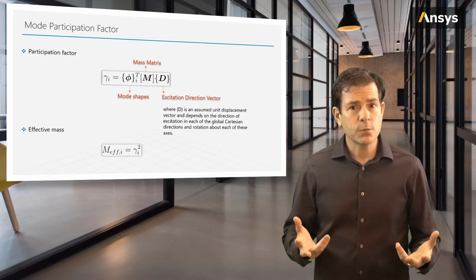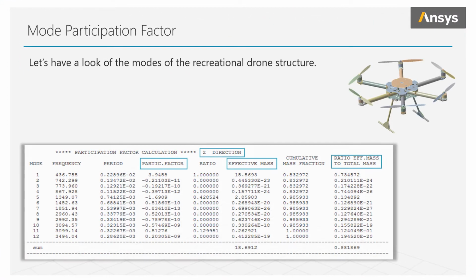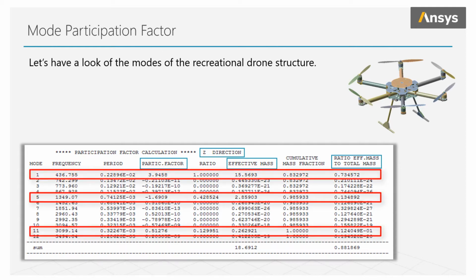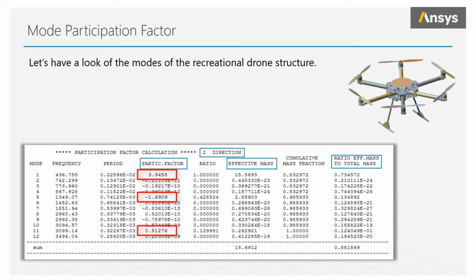Let's have a look at the modes for this particular drone. Arbitrarily, we extract 12 modes for this structure. The data table shows the natural frequencies, as well as the participation factors and effective mass calculated in the z direction. So it is in the z direction because the unit vector representing the z direction was used in the equation. Mode 1, 5, and 11 are contributing significantly to the deformation in the z direction. We see this as they have the highest magnitudes for their participation factor and effective mass. This means that they are most easily excited by vibration excitation in the z direction.